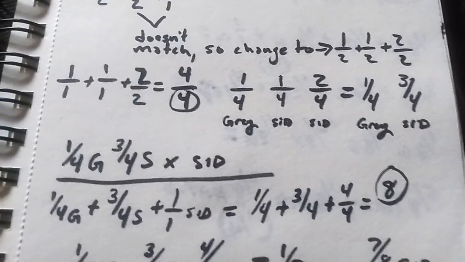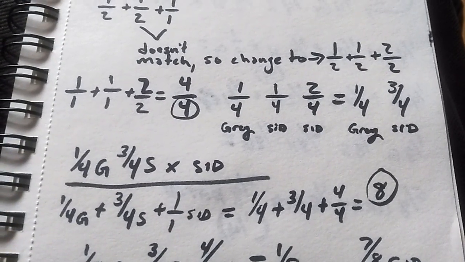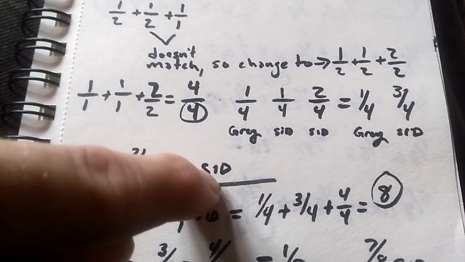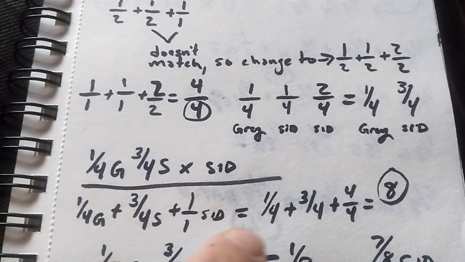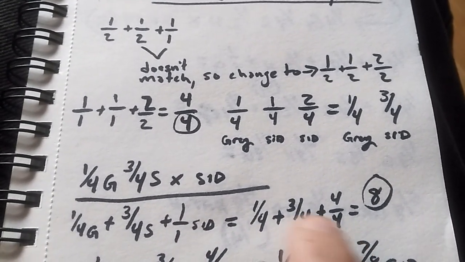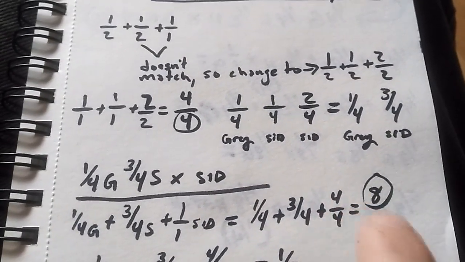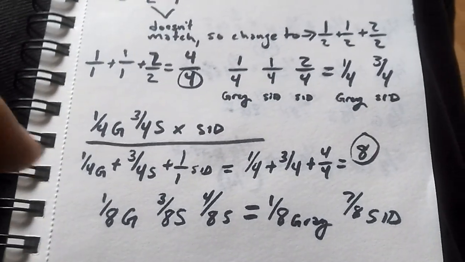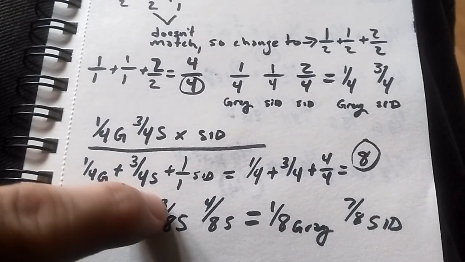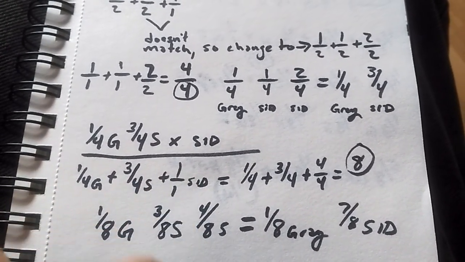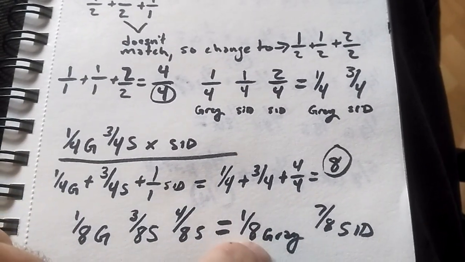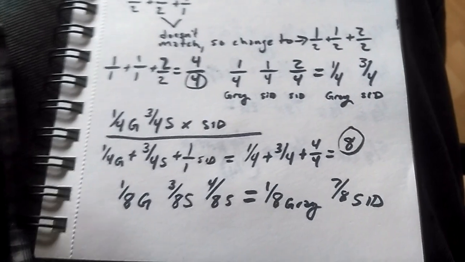So now we're going to breed it back to the Sid blood again. So we've got a quarter and 3/4 times a 1 over 1. We got to change this again. So then we've got a quarter, 3/4, and a 4 over 4. Well, that adds up to 8. So that tells us our bottom number's got to be 8. So then we end up producing a 1/8, 3/8, and 4/8. And we're going to add that 3 and that 4 together. So that bird is now 1/8 gray, 7/8 Sid Taylor.